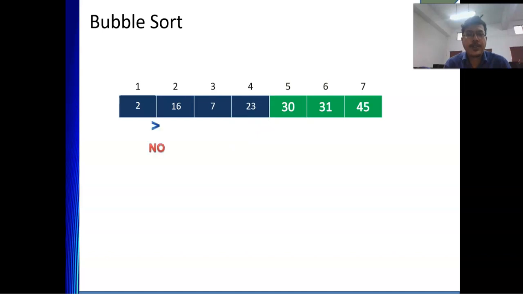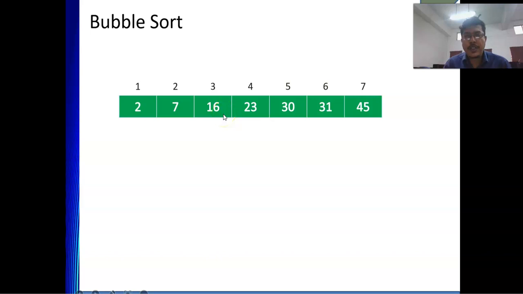Now 2 greater than 16? No. 16 greater than 7? Yes, swapped it. 16 greater than 23? No. So 23. Now 2 greater than 7? No. 7 greater than 16? No. Okay, 30. Again 2 greater than 7? No.